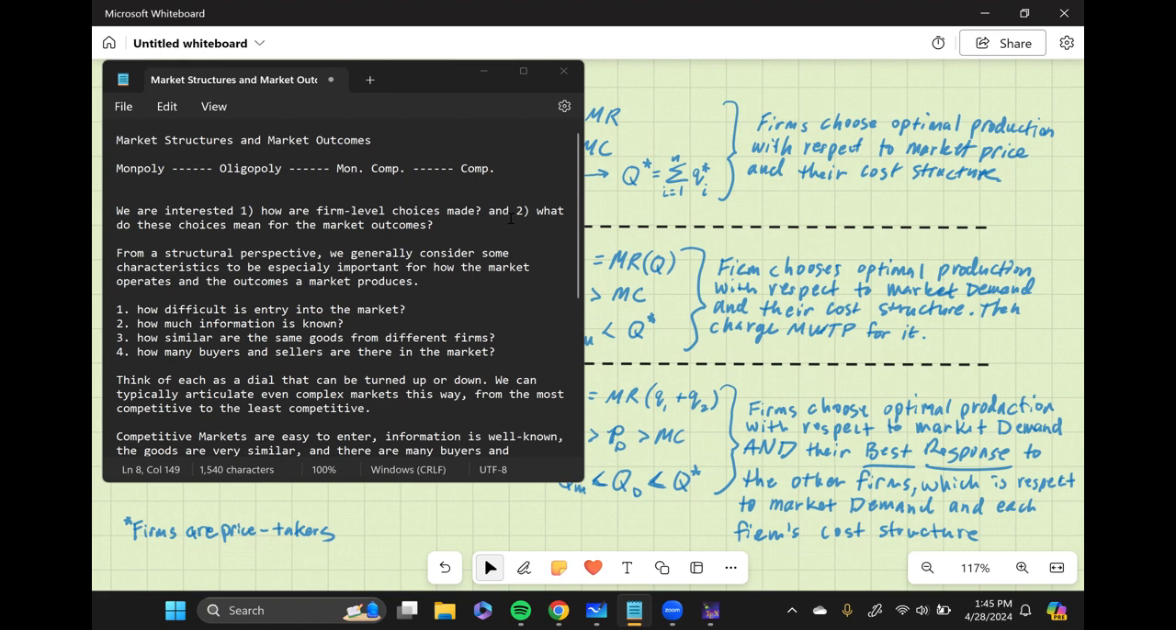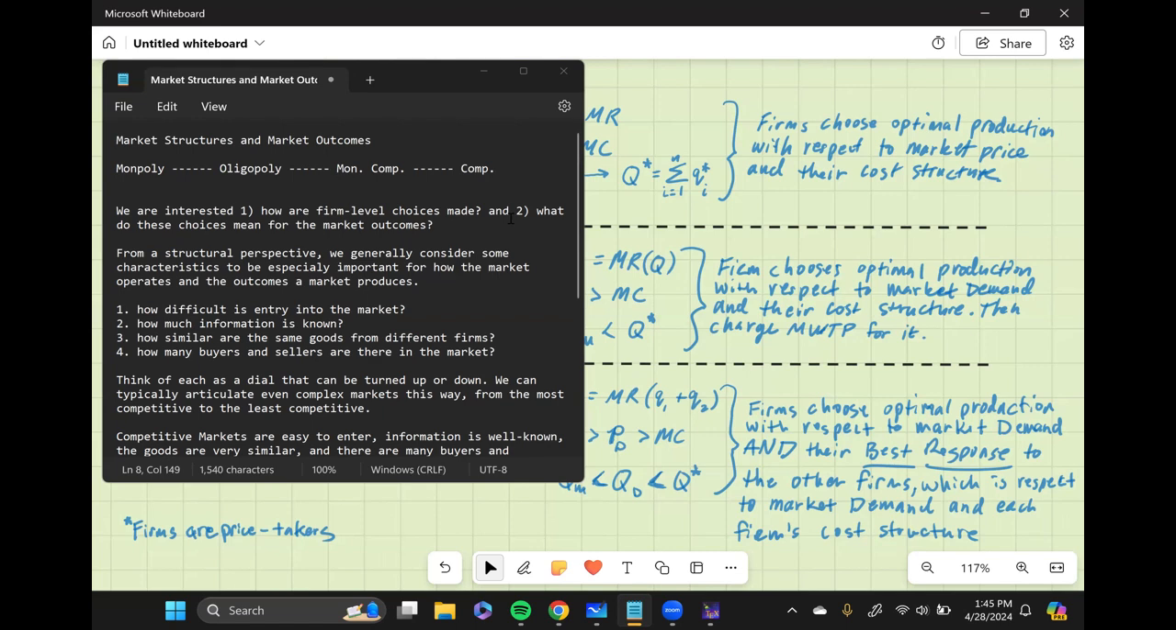And the way that I've always thought about it is each of these is a dial, and they can be increased. So you can increase the difficulty of getting into a market. You can increase the amount of information available. You can increase the distinction between goods, or the similarity between goods rather. You can increase the number of buyers, or the number of sellers, and that's going to affect first and foremost how we define that particular market structure, what we actually call it. But then of course more importantly, it's going to define in some ways how the market structure affects society, or ultimately produces the outcomes which affect society.